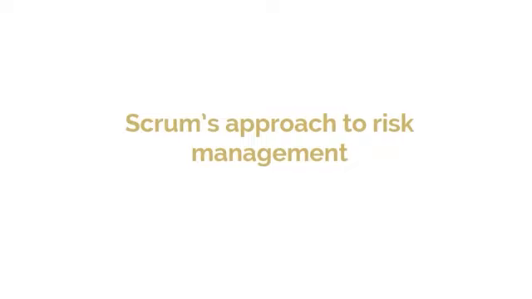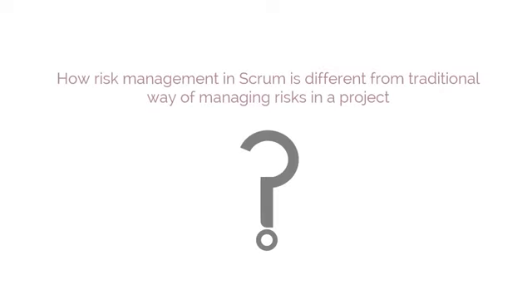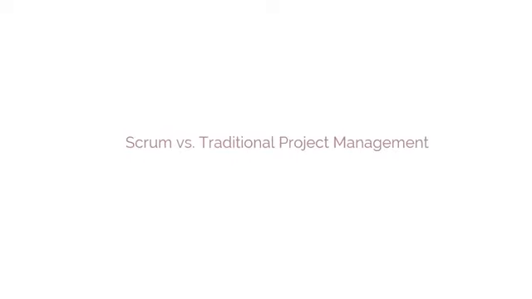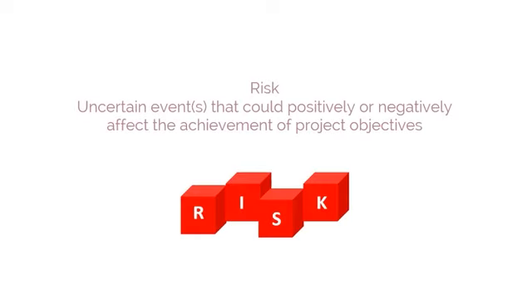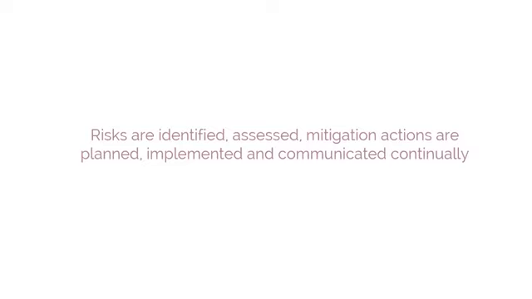Let us complete this chapter with a discussion on how risk management in Scrum is different from the traditional ways of managing risk in a project. Scrum versus traditional project management. We know that Scrum and most of the traditional project management methods define risk as uncertain events that could positively or negatively affect the achievement of project objectives. And also that the procedure for managing risk is quite similar. That is, risks are identified, assessed, mitigation actions are planned, implemented, and communicated continually.